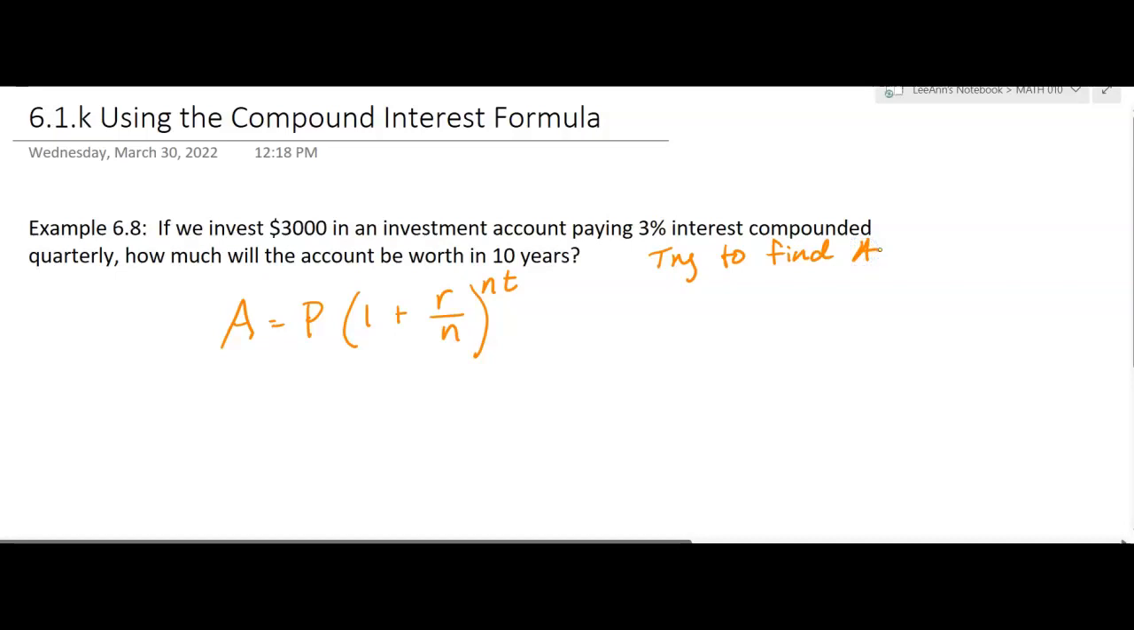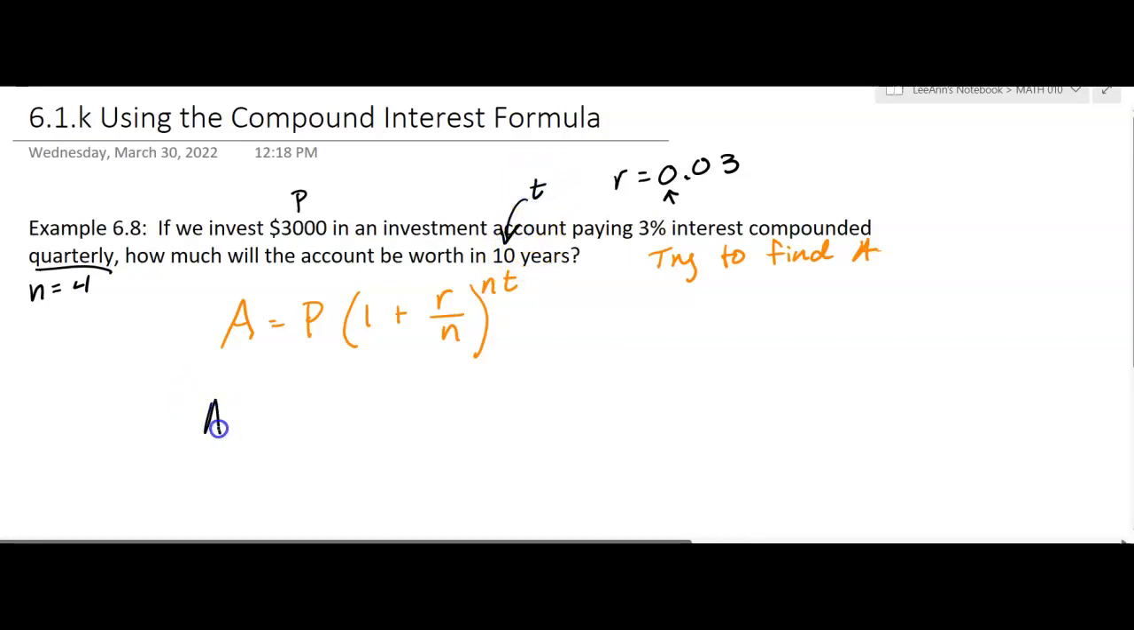All right, that means we have to know the principal. That's the $3,000 we're investing. The rate is going to be 0.03. It's nice to put this 0 in front so that you can see where your decimal is clearly. Quarterly, so n is going to be 4 times a year. And we're going to be going for 10 years, so t will be 10.